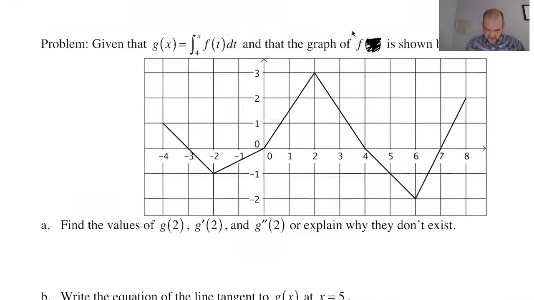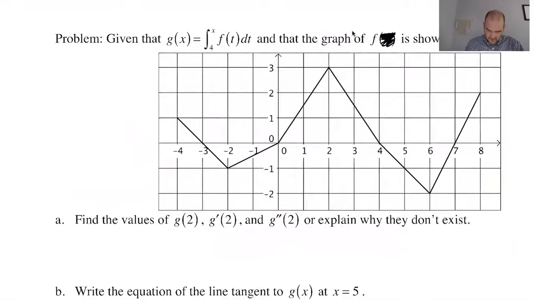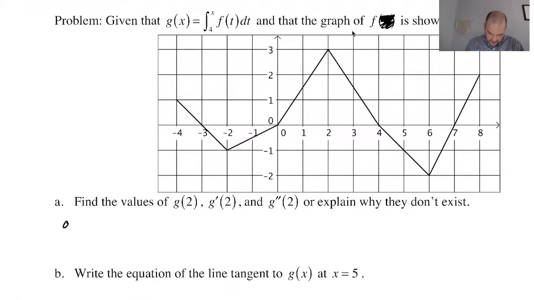All right, so g of 2 is going to be the integral from 4 to 2. Ew, right? Upper bound is smaller than the lower bound. That is not okay. We're going to flip that in a second. Of f of t dt, which is the negative of the integral from 2 to 4. That feels better. Of f of t dt.